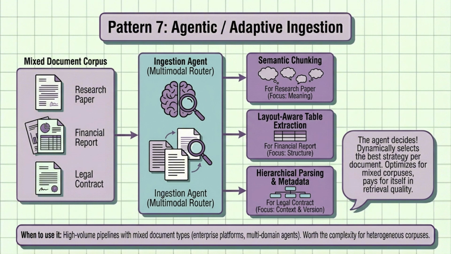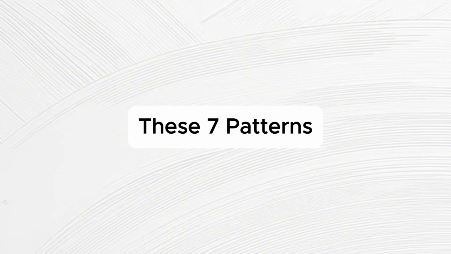Adaptive ingestion solves this by adding a routing step before processing. An agent or classifier analyzes each incoming document and selects the appropriate strategy. This is the current frontier of document ingestion. Increasingly viable in 2026 with multimodal models doing the routing, but still partially experimental at scale. These patterns aren't a checklist, they're a progression, and each one builds on what came before.